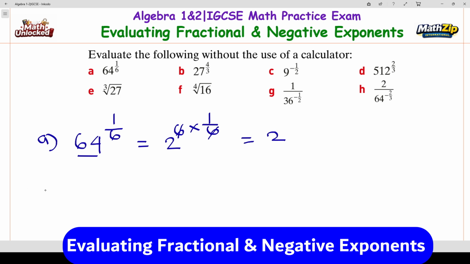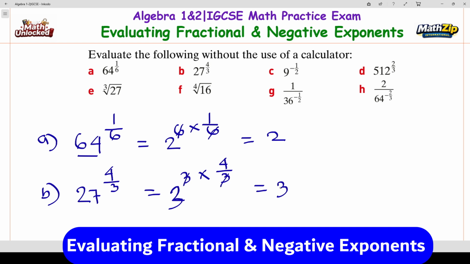Very simple. Number B, 27 to the power 4 by 3. 27 we can write as 3 to the power 3. And here is times 4 by 3. So our result will be 3 divided by 3, it's a 1. So 3 to the power 4, so it will be 81.